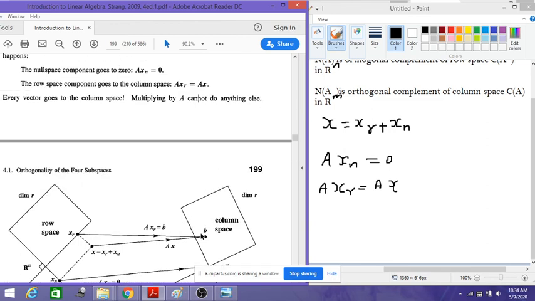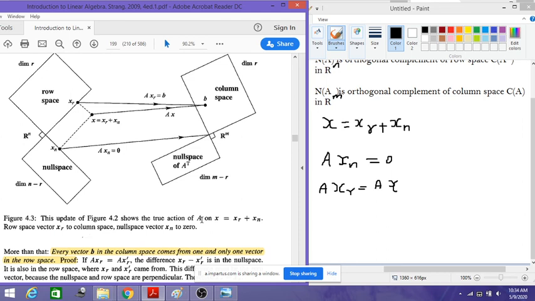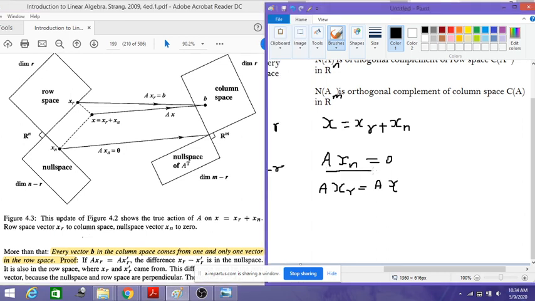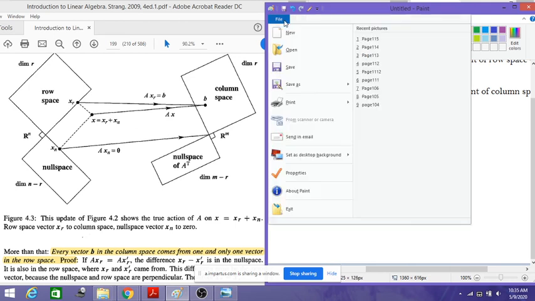Then if we relate this, we enter a new phase. A times xn, the null space component, results in the 0 point in R power m, whereas A times xr is equal to A times x, which lies in the column space. So that is the relation we are going to write. I'll copy this so that we can use it later in the new page.